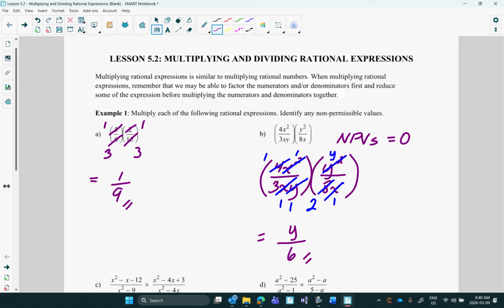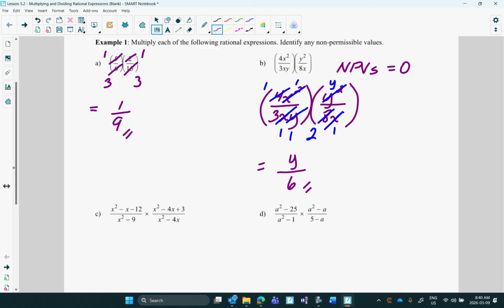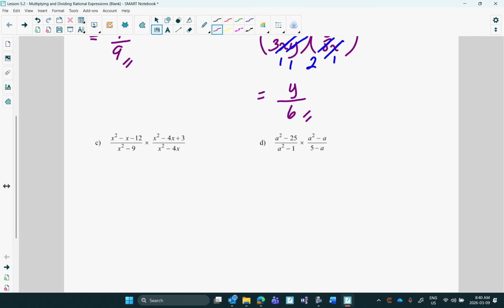Question? Sure. Now we're going to get a little bit more complicated. It's hard to see what to reduce. It's actually hard to see what the non-permissible values are too. So when you get questions like this, you have to factor to find the non-permissible values and to reduce.